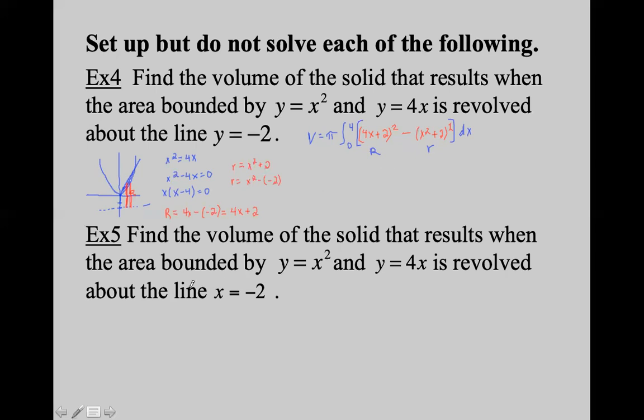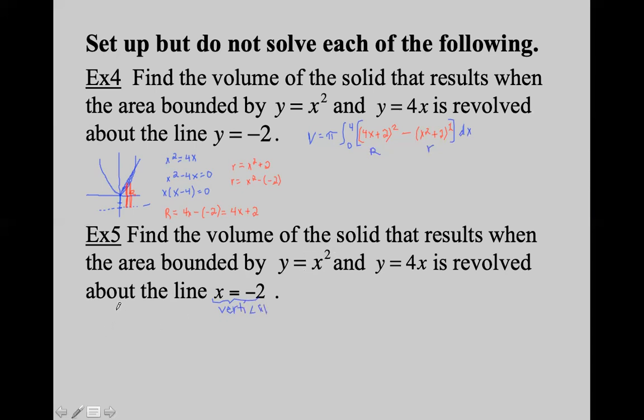All right, our next one says: find the volume of the solid that results when the area bounded by y equals x squared and y equals 4x is revolved about the line x equals -2. We have not encountered one of these before. This time x equals -2, which is a vertical axis of revolution. So when you see a vertical axis of revolution, you need to get everything written in terms of x equals.